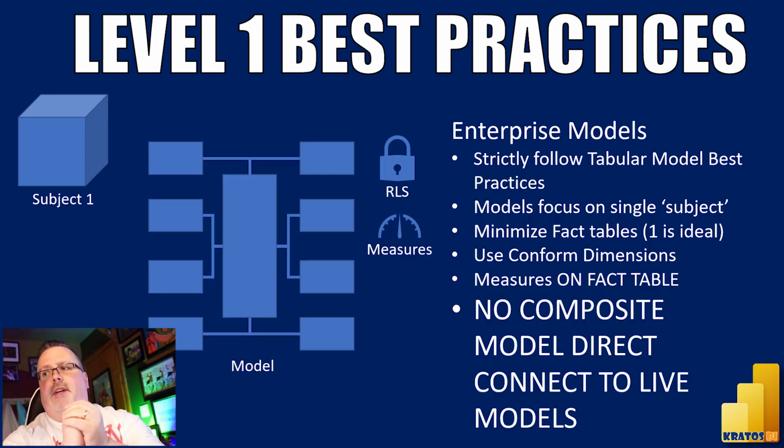All right. Now some details on each of these levels. Level one best practices. These are the enterprise data models. This is where you add in your row level security. This is where you create those super complex, difficult measures. You're going to be working inside these subject matter models to minimize the number of fact tables. I think primarily in a model, you're going to have one fact table with dimensions out.